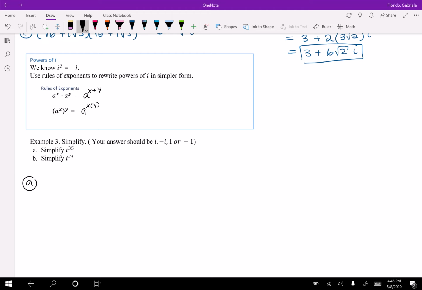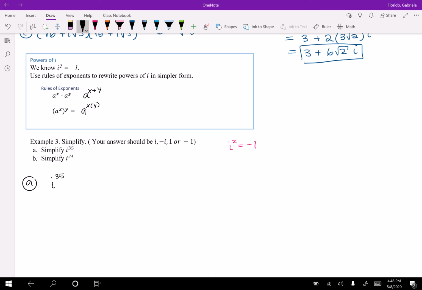Again, we don't want to write out i times i times i times i times i 35 times. It's not efficient at all. So we're going to use rules of exponents here. I'm giving you a little hint that our answer is going to be i, negative i, 1, or negative 1. If our answer is not one of these four, then we didn't do it correctly or we haven't finished simplifying. All I want us to use is the fact that i squared is equal to negative 1. So somehow using rules of exponents and this property, we're going to rewrite i to the 35th power.